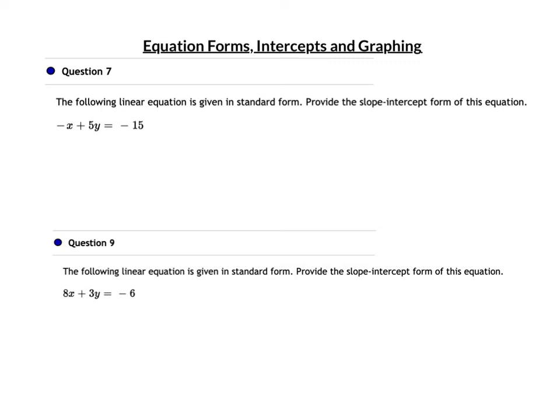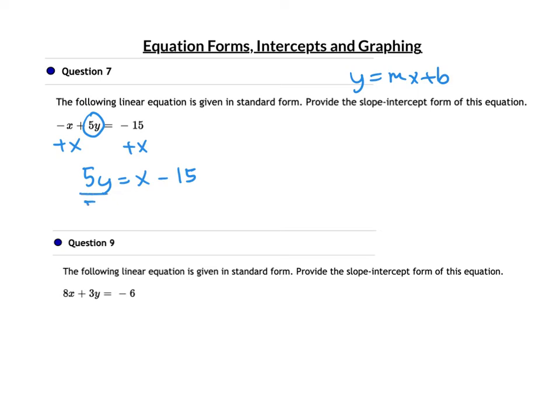Here we have some equations in standard form. We're going to put them in slope-intercept form. Slope-intercept form is y equals mx plus b. We're going to get y by itself. So this is quick. First of all, we get 5y by itself. We'll add x to both sides. And we get 5y equals x minus 15.